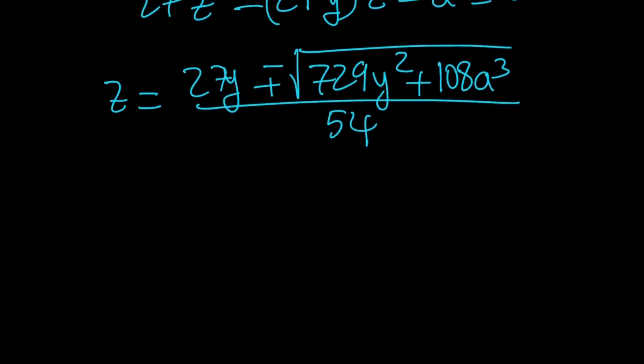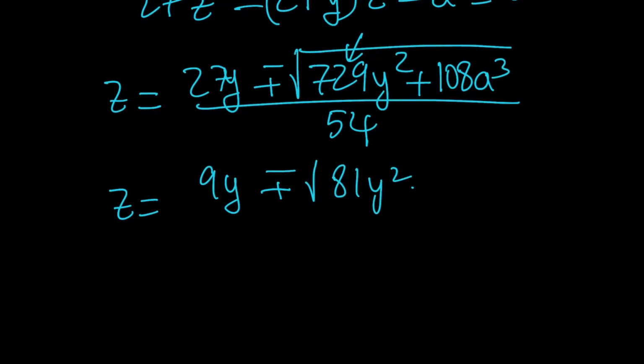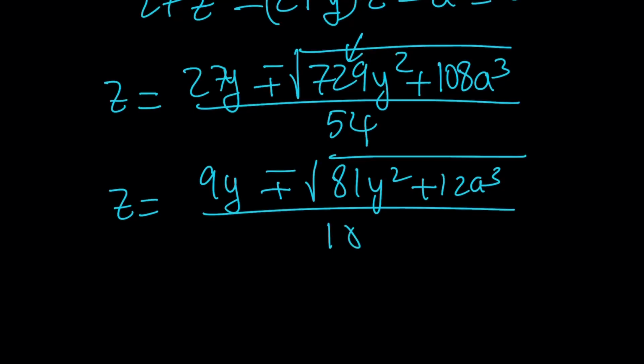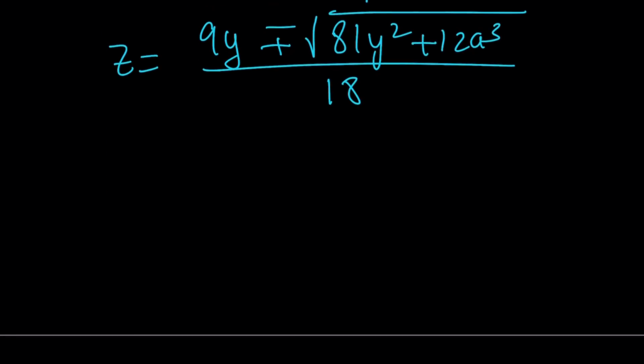729 and 108 are both divisible by 9. So I can divide inside by 9 and take it out as a 3. And to keep a long story short, can I skip this part? It's really easy. You can do that. I'm going to get a simpler version, which is 9y plus minus the square root of 81y squared plus 12a cubed. And that is going to be divided by 18 because I divided everything by 3. But inside the radical, it's division by 9.